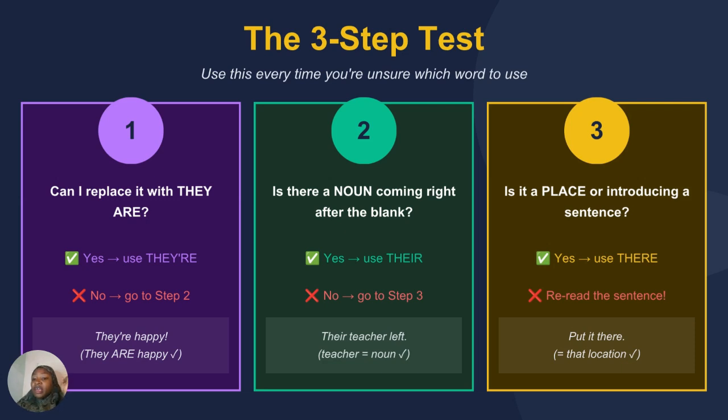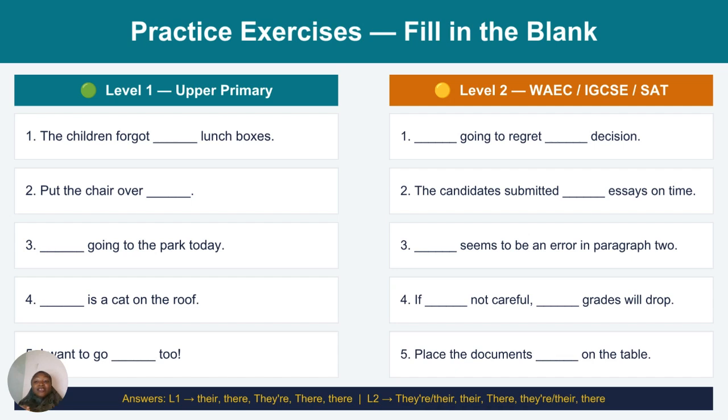Now, step 3, is it pointing to a location or starting a sentence? If yes, you need there, like put it there. It's that simple. This test works every single time. Now, let's put your skill to the test. I need you to take a moment and look at the sentences. For level number 1, the children forgot their lunch boxes.